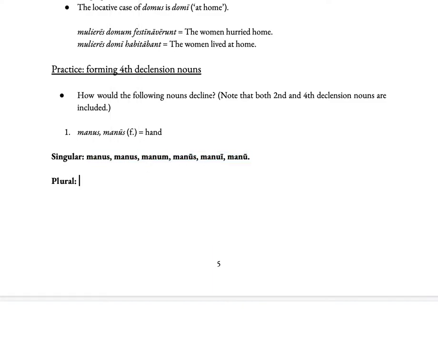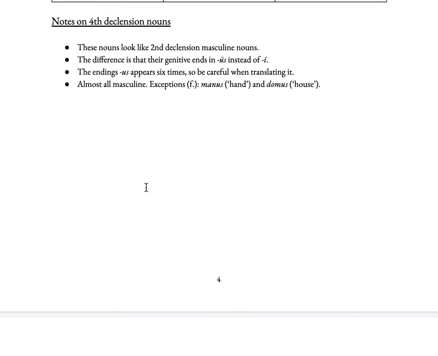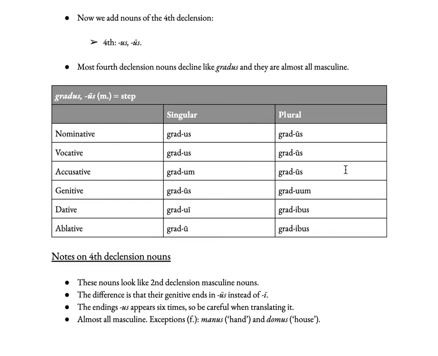And then in the plural, again, you just follow the table. So manus, manus, manus, manuum, manibus, manibus. So you get manus three times.